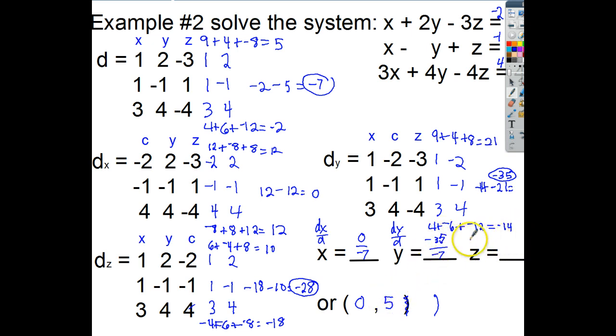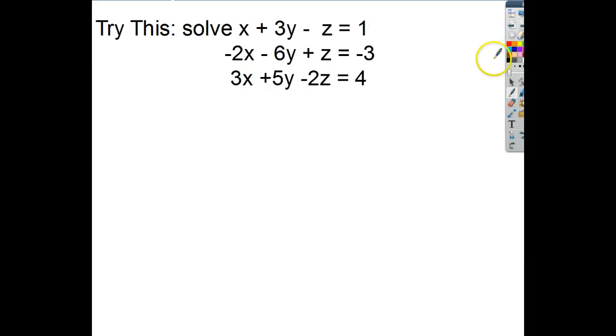And then z is going to be the d sub z divided by the d answer. D sub z is negative 28. D is negative 7. We come up with positive 4. Solution to the system, 0, 5, 4. Yes, that's a lot of work. That's how you do it with 3 variables and 3 equations. Okay, here's one for you to do, and I'll give you a little time.